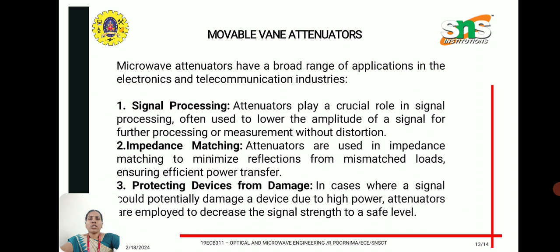The movable vane attenuators are used for signal processing, where they play a crucial role in lowering the amplitude of the signal for further processing or measurement without distortion. They are also used in impedance matching to minimize the reflection from a mismatched load, ensuring efficient power transfer and protecting devices from damage. In cases where a signal could potentially damage a device due to high power, attenuators are employed to decrease the signal strength to a safe level.